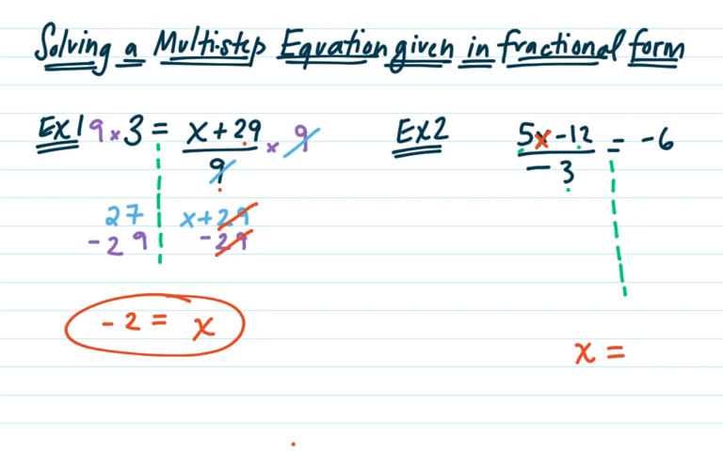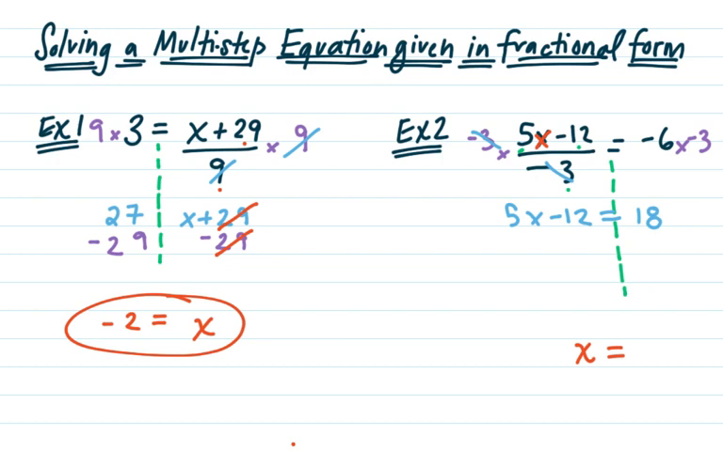So first thing we remove is the one that's the farthest away from the x. It's this dividing by minus 3. We'll multiply both sides by minus 3. That will cancel. We're left with 5x minus 12 equals positive 18. This should look familiar like the earlier examples we did.